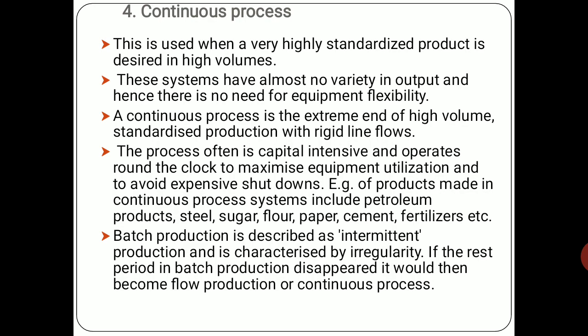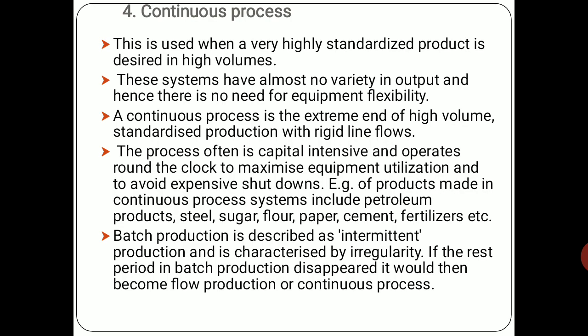Now this is used when very highly standardized products and high volumes of goods are to be produced. Highly standardized means no flexibility, no variance, no varieties are possible. High volume means the demand is very high for the goods, and that is why bulk production is there. So these systems have almost no variety, as I told you, and equipment flexibility is also not available. A continuous process is the extreme end of high volume, standardized products and rigid line flows.